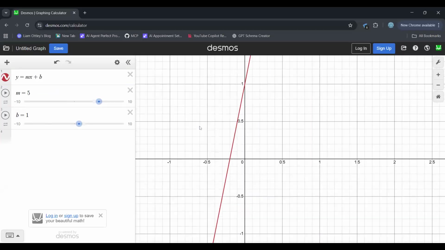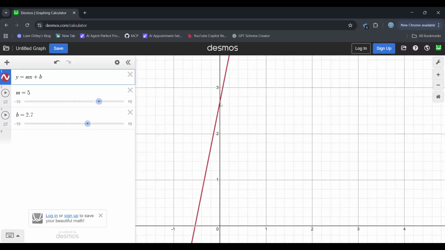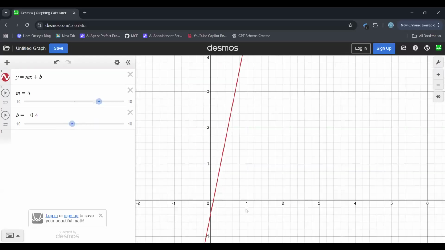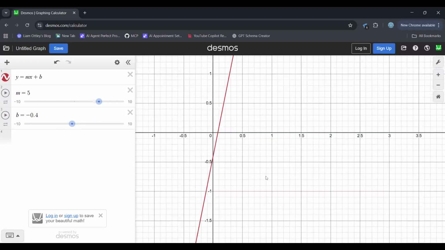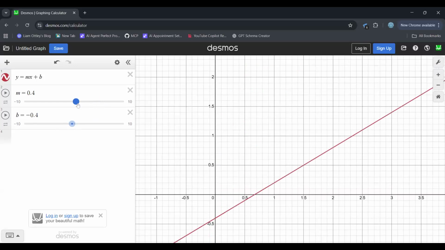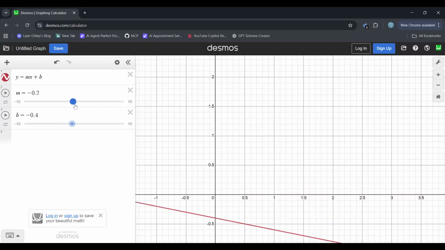Now, if we put the b value going up, it moves. So now it crosses the y-axis at 2.7. And the lower I put it, it crosses the y-axis here, right? So now if I move the m value lower, you can see the line gets more and more flat and closer to a horizontal line.